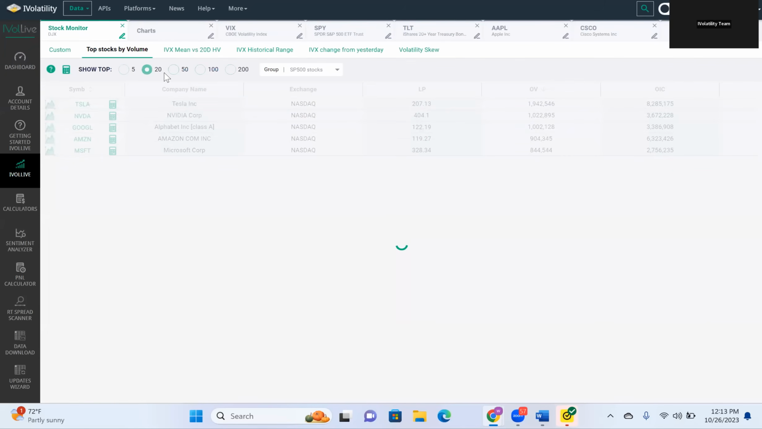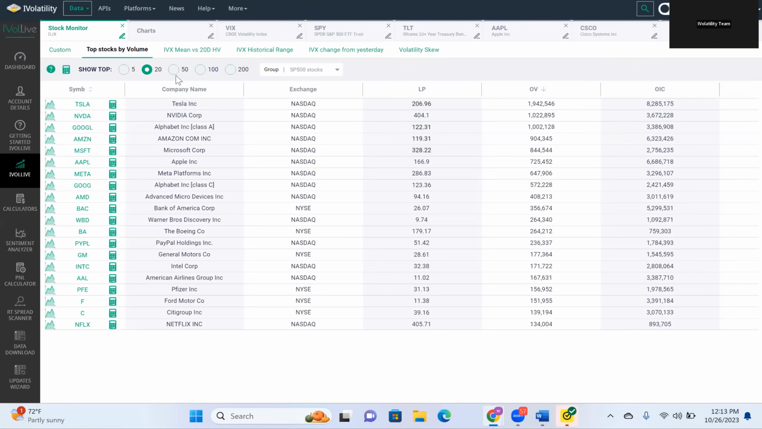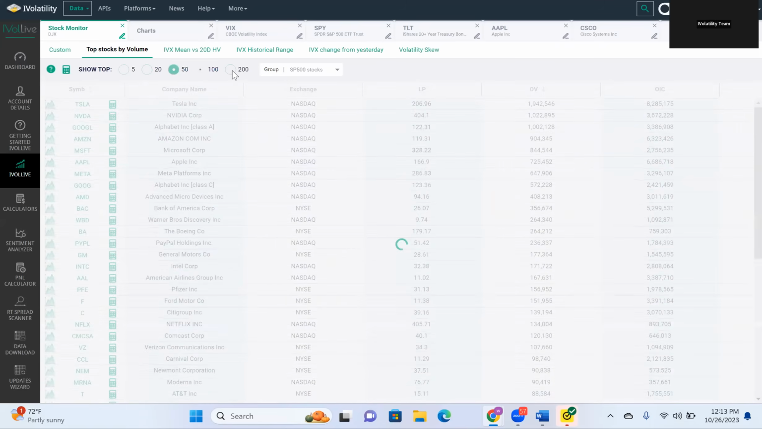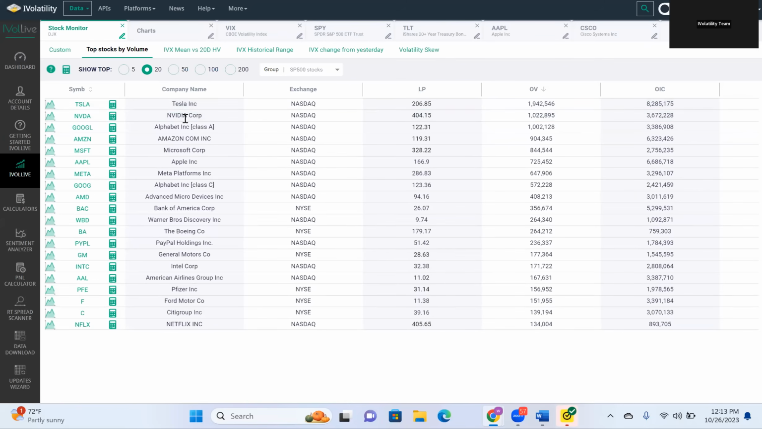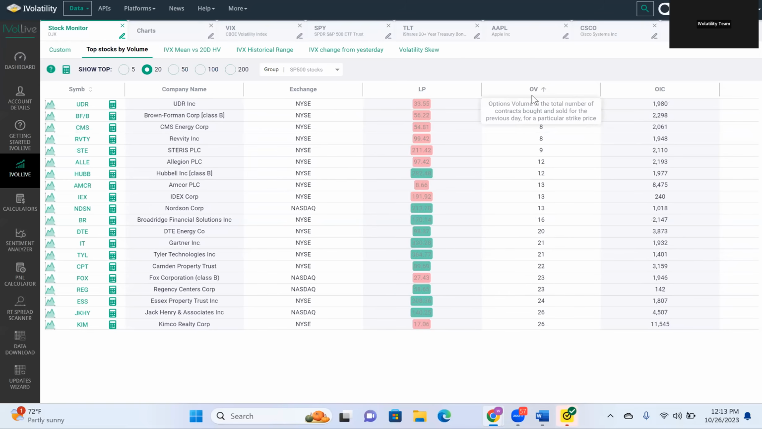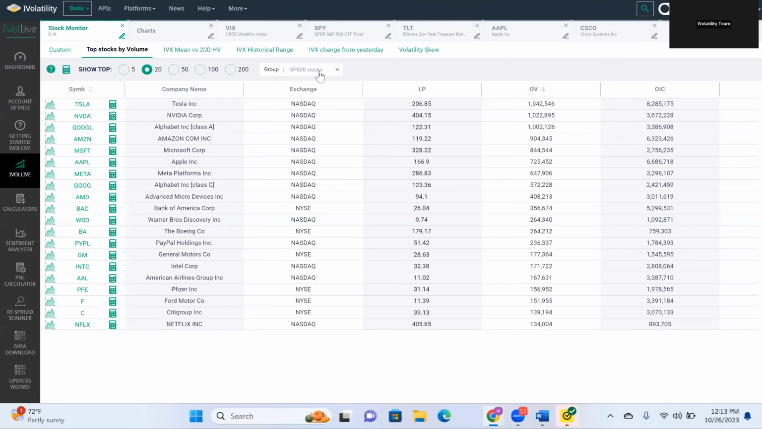For any of these pre-built scans, you can always view the 5 results, 20, the top 50, the top 100, or the top 200, depending on how big you want your universe to be. I like 20. It's not too many, not too few. But this is a very popular scan, right? Because you can toggle where the volume is within a specific group. This is S&P, but we do have a huge universe of coverage. We have all ETFs, all US indices, all US stocks, all USA, which would be stocks, ETFs, and indices.